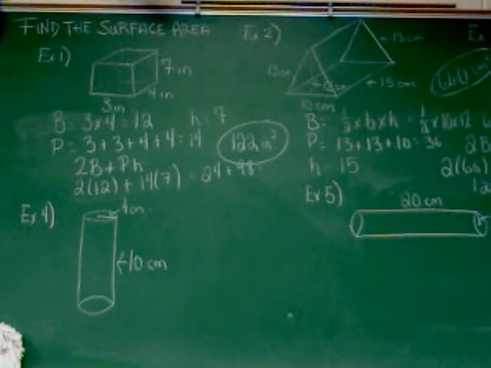Okay, so 2B plus PH, so that's 2 times 15 plus 16 times 12. Well, 2 times 15 is 30. 16 and 12 is 192. We add those up for 222 feet squared.